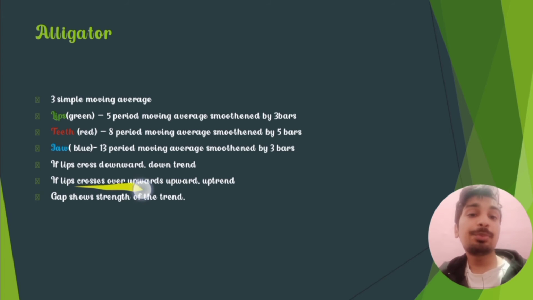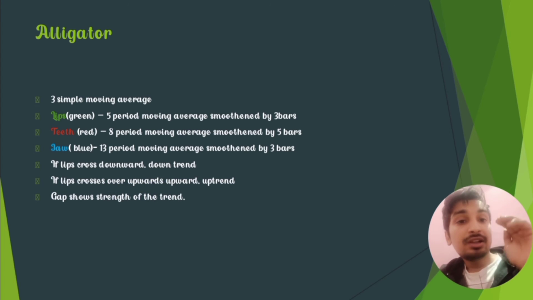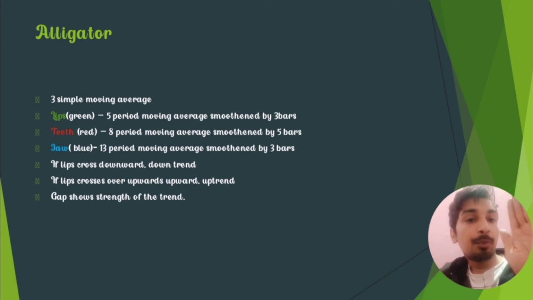The lip is the 5 period moving average. If it crosses downward, it's going to be a downtrend. If the lip crosses upward, it's going to be an uptrend. And the gap shows the strength of the trend.